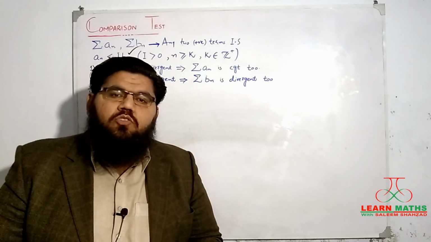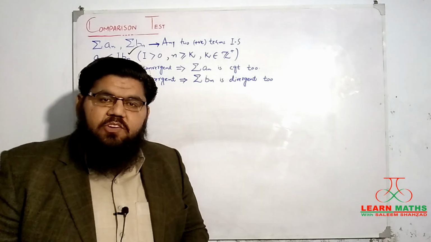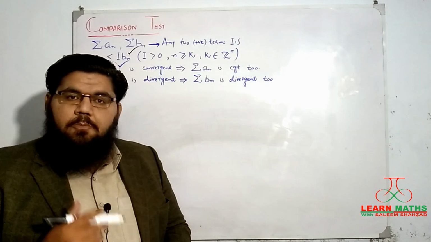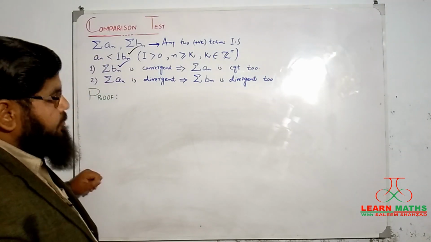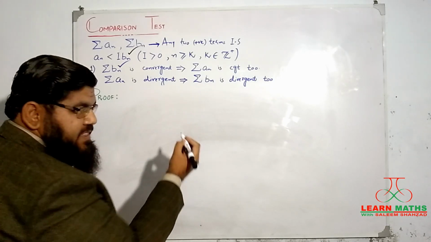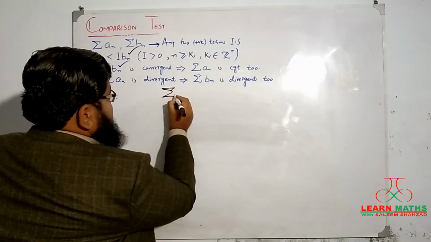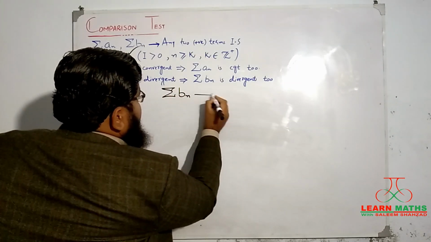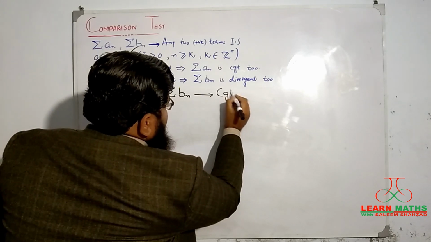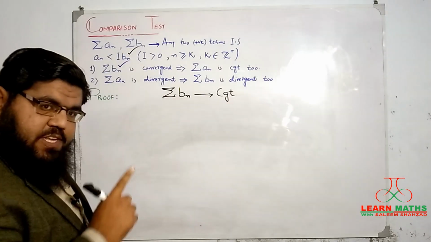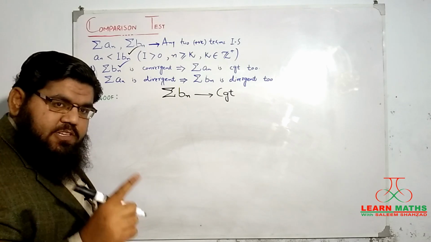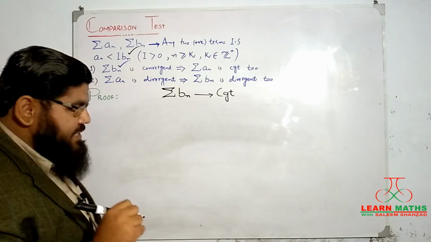Alright students, I assume that you have gone through those two pictures of the results that we are going to use in our proof. So let's start our proof. We are starting with the assumption that the series summation bn is convergent. If it is a convergent series, then it must satisfy the general principle for convergence of infinite series.